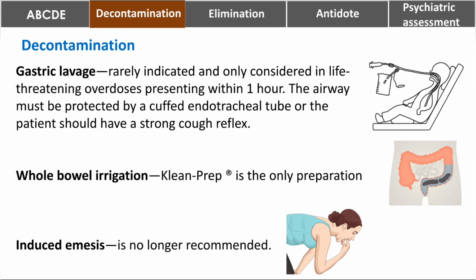Gastric lavage is rarely indicated, but you usually have to consider it in the first hour of severe, life-threatening poisoning, not all poisoning. Of course, the airway should be protected if the patient is unconscious, to prevent aspiration pneumonia.